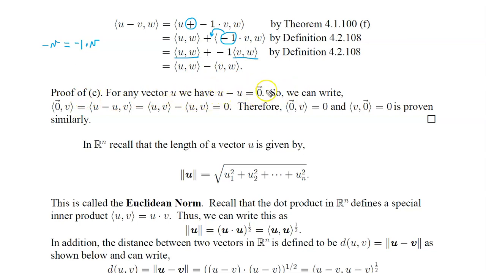Now for the proof of part C, let's note that for any vector u, u minus u is of course the 0 vector. So what we can do is write that the inner product of 0 with any other vector v is equivalent to the inner product of u minus u, comma v, where this is equal to the 0 vector. And then using part A, we can break it up like this. And of course, you have the same number here as you do here, and you're subtracting, so you get back 0, and there you go. And so that's exactly what we wanted to prove. And by the commutative nature of the inner product, this is true as well.